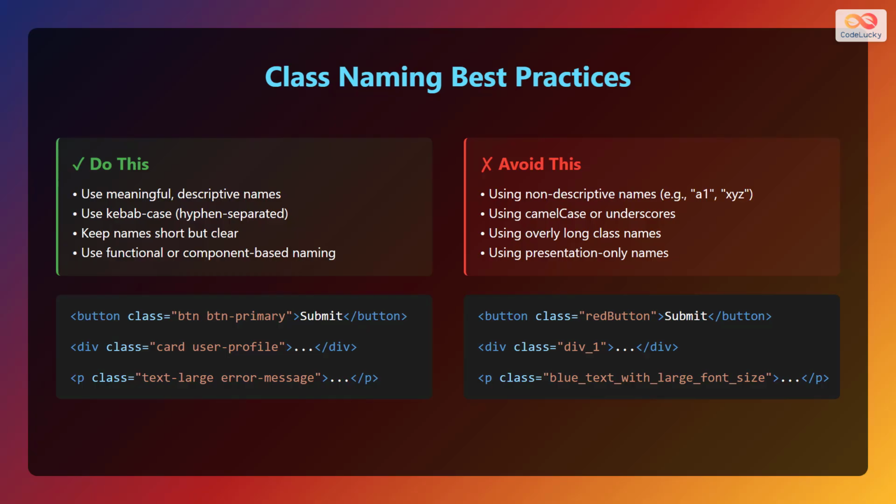Here are some examples of what to avoid. The class name red-button, which specifies the color directly. The class name div_1, which is not descriptive. And the class name blue_text_with_large_font_size, which is excessively long and specific.